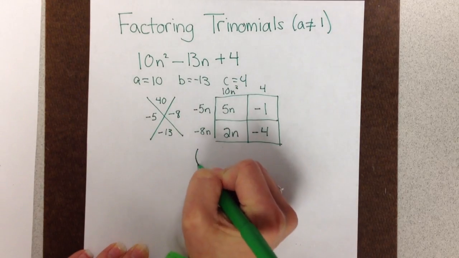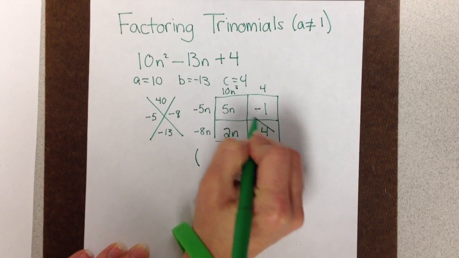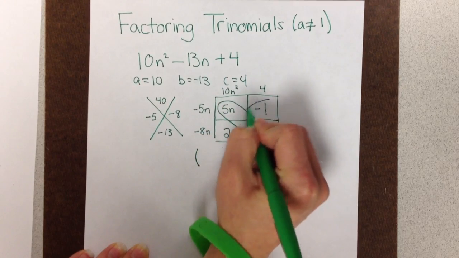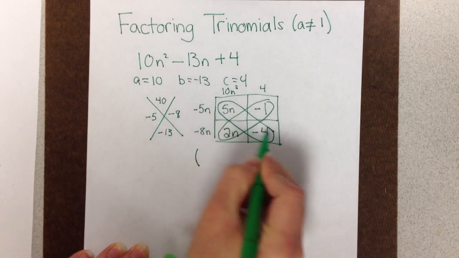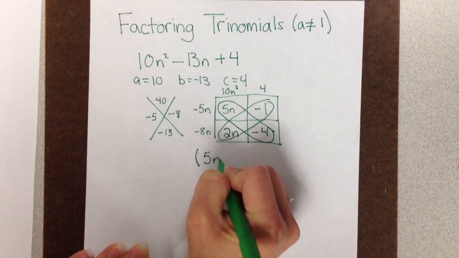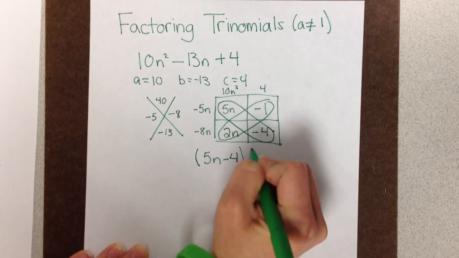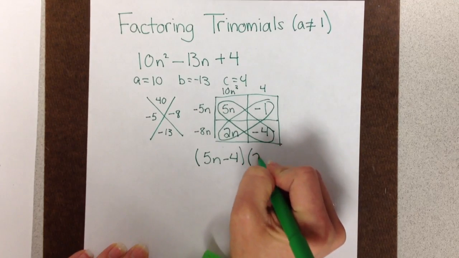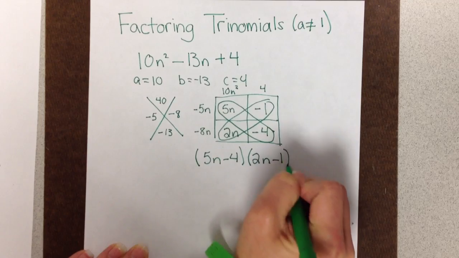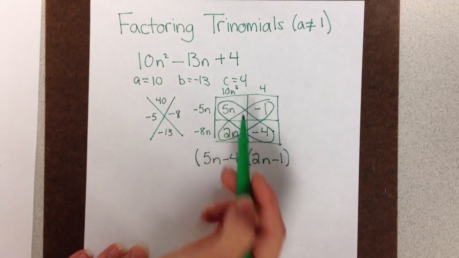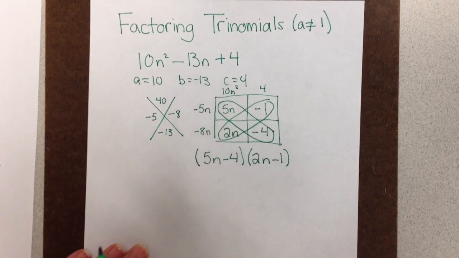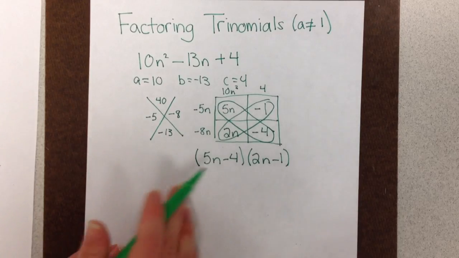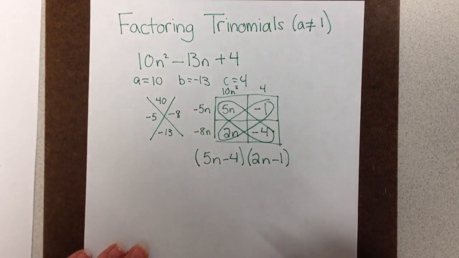So our two binomials would be, if we look at our diagonals, 5n minus 4 times the quantity 2n minus 1. Remember, it's very important to find the diagonals, because if you do not find the diagonals, you're not going to get the right answer. So our last step is to check our work to make sure we did this correctly.